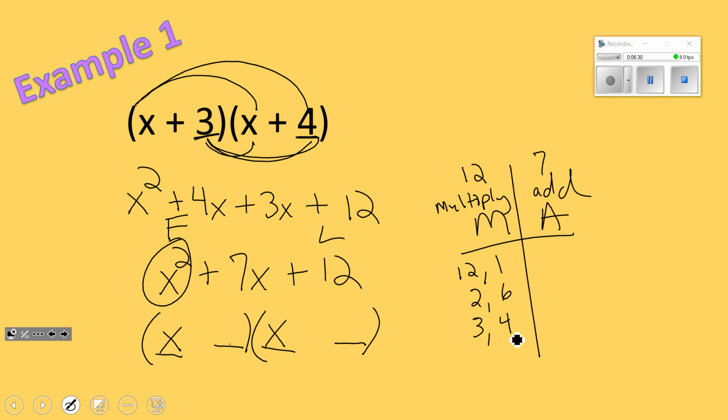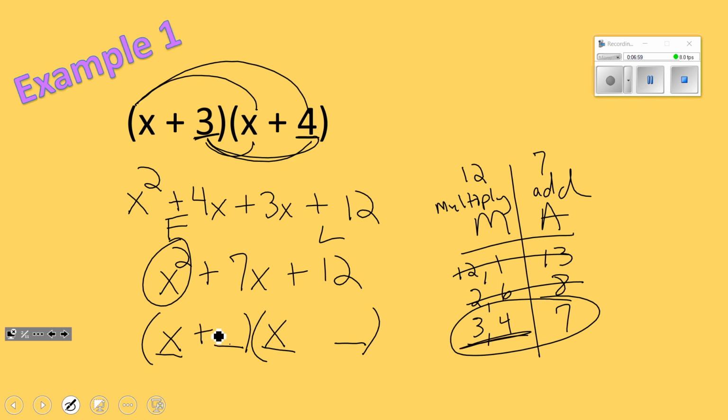You with me so far? Okay. So if I added 12 and 1, what would you get? 13. That's not going to work because we're trying to get 7. If we added 2 and 6, we get, that's not going to work. But if you add 3 and 4, you get 7. Ding, ding, ding. Winner, winner. Chicken dinner. Okay?